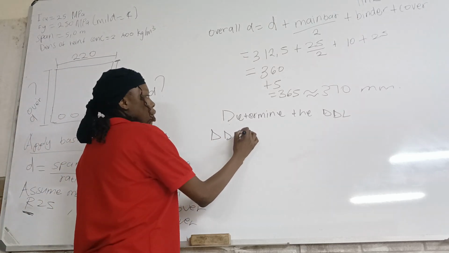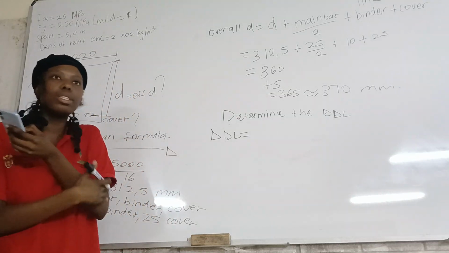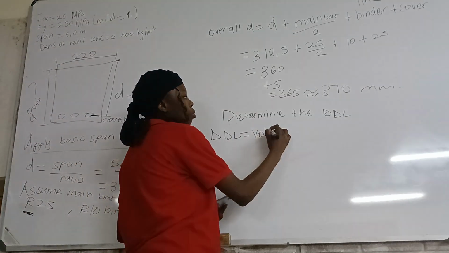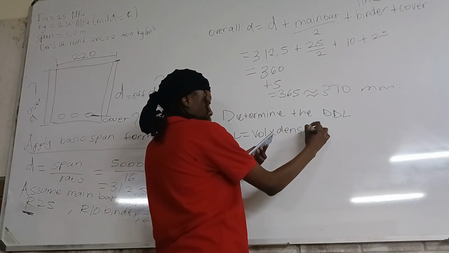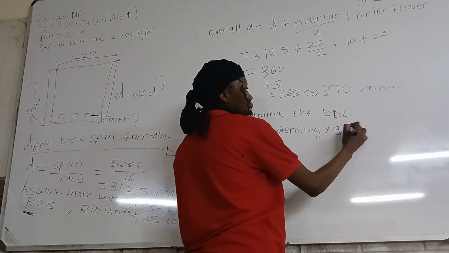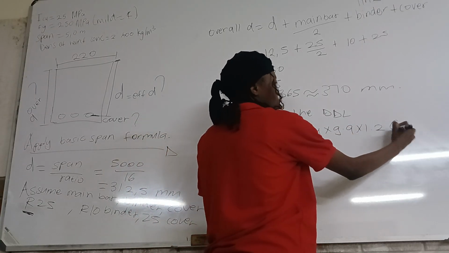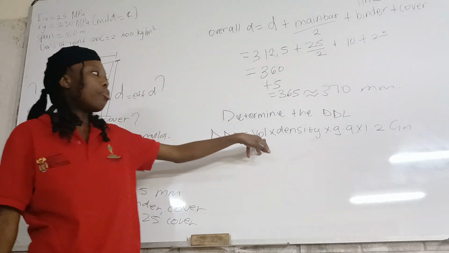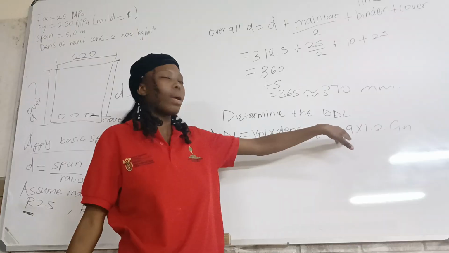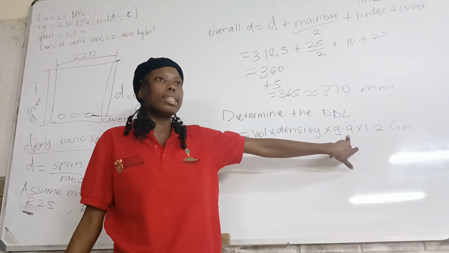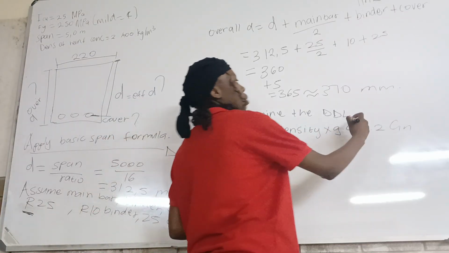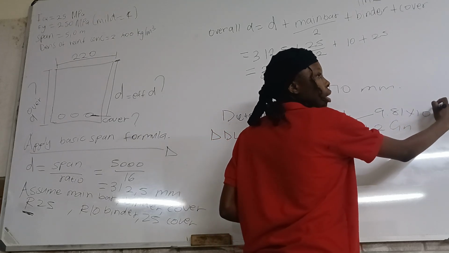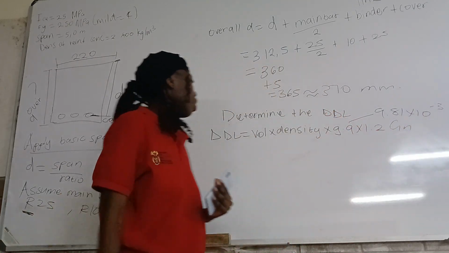The DDL is equal to, what's the formula to calculate the DDL? Volume times density times GA times 1,2 GN again. When we calculate the dead load, this is the formula. It's volume multiplied by density multiplied by GA. This GA is gravitational acceleration again, which is represented by 9,81 times 10 to the power -3.